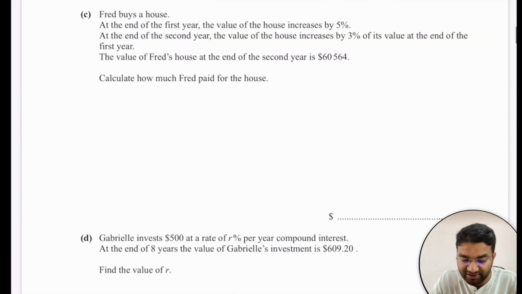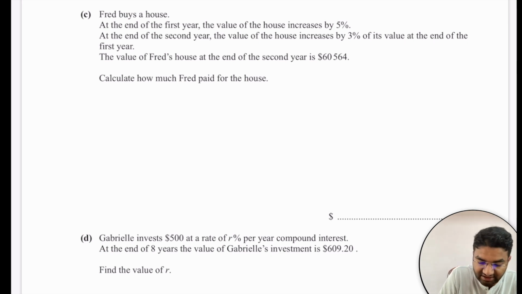Fine. Next, Fred buys a house. At the end of the first year, the value of the house increases by 5%, and at the end of the second year, the value of the house increases by 3%. The value of Fred's house at the end of the second year is $60,564. So how much Fred paid for the house, means the initial amount he paid.